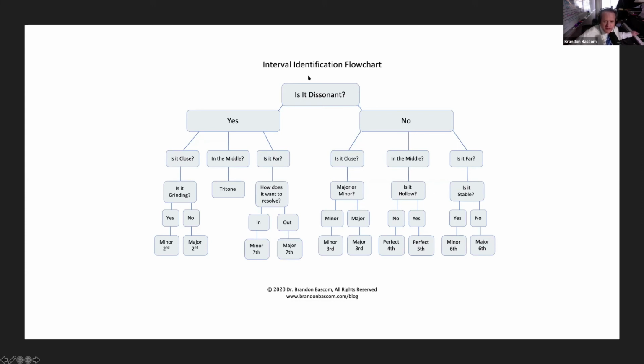Is it dissonant? Is it close, middle, or far? Is it grinding? And hopefully we've answered all the questions correctly and find the right answer.